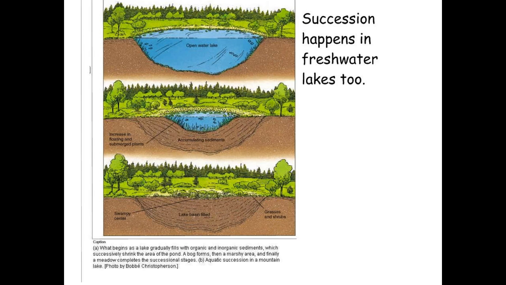Land is not the only place where we see succession happening. We can see that happening in other places like freshwater lakes. We have a large lake, and over time sediments begin to accumulate, gradually filling in where we once had no soil. Now we have gradually over time a new climax community.